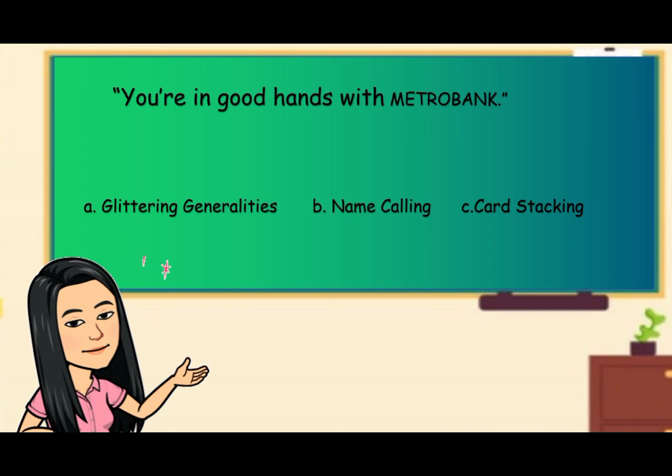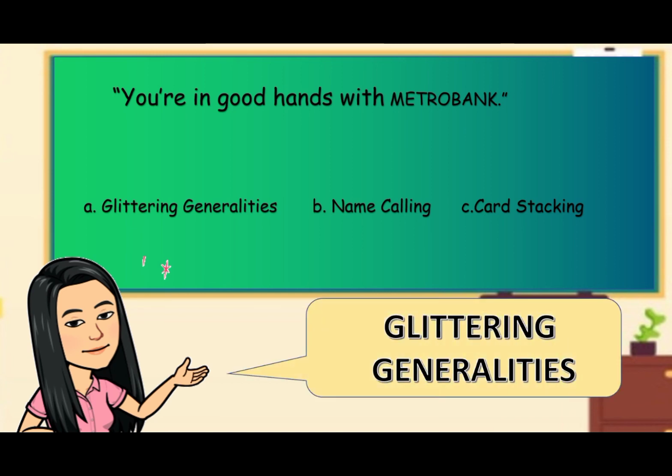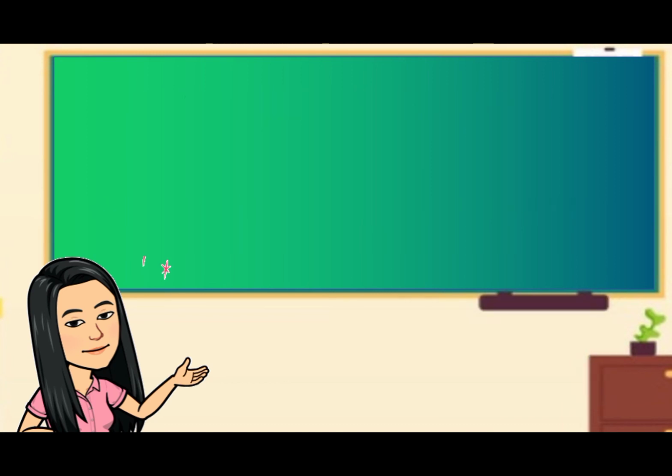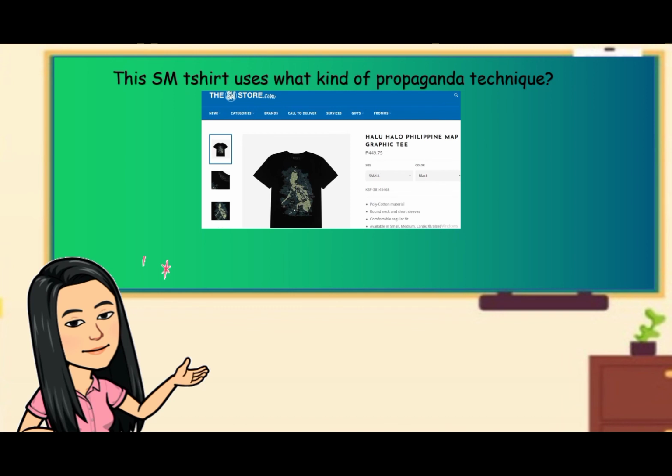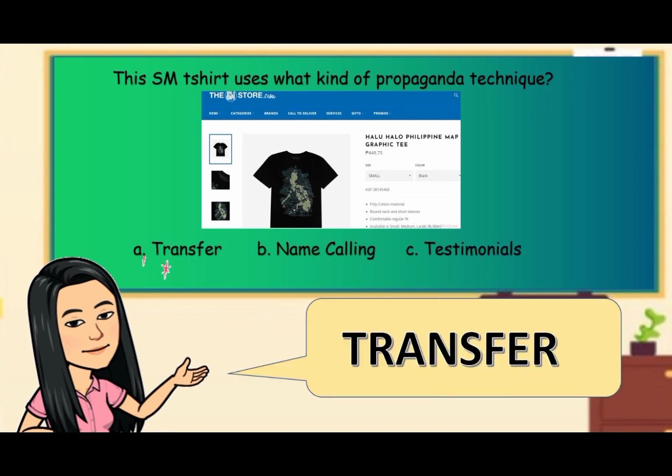And the answer is glittering generalities. This SM t-shirt uses what kind of propaganda technique? Look at the picture. The answer is transfer.